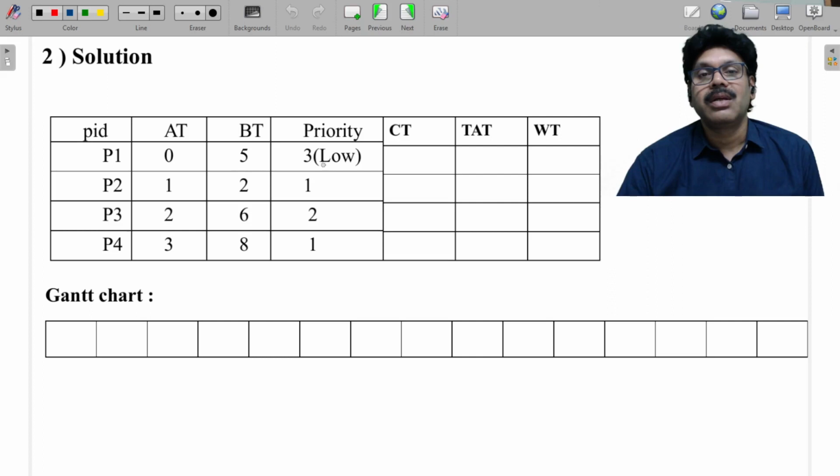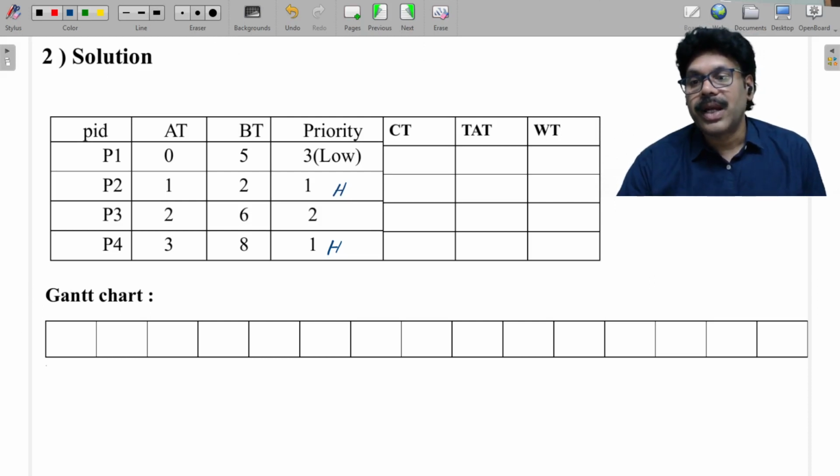Priority is given. Highest number has got low priority according to this question. But in general, highest number gets highest priority only. But he mentioned very clearly that the lowest number gets high priority. So these are having high priorities. That means one has got utmost high priority. But there is a clash. How to resolve that clash, I will explain now.